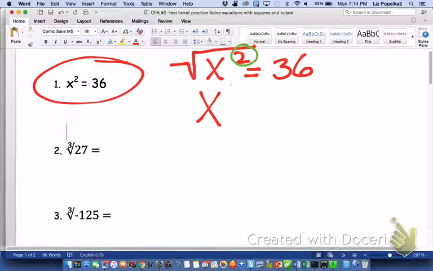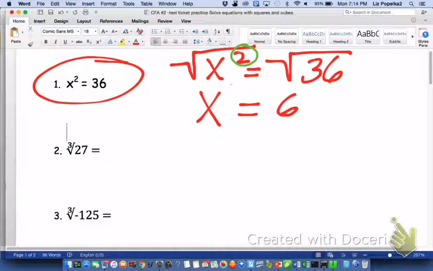Just like when we're solving any other equation, though, if I square root the left-hand side of my equation, I'm going to scoot this over just a little bit here. I need to square root the right side of my equation. So the square root of 36 is 6. And don't forget there are actually 2 square roots for everything, 6 and negative 6.